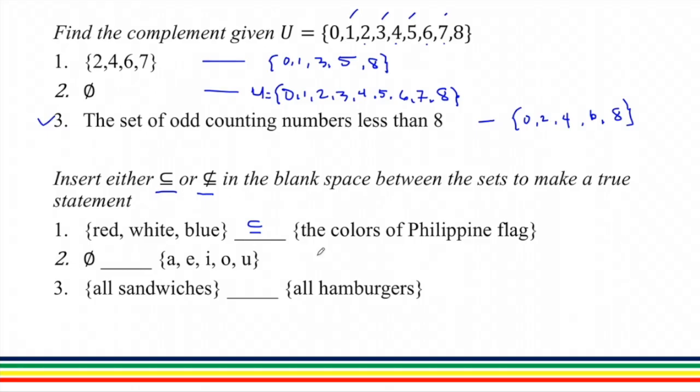Number 2, null set is blank of A, E, I, O, U. So actually, the null set is a subset of A, E, I, O, U. Number 3, all sandwiches is not a subset of all hamburgers.